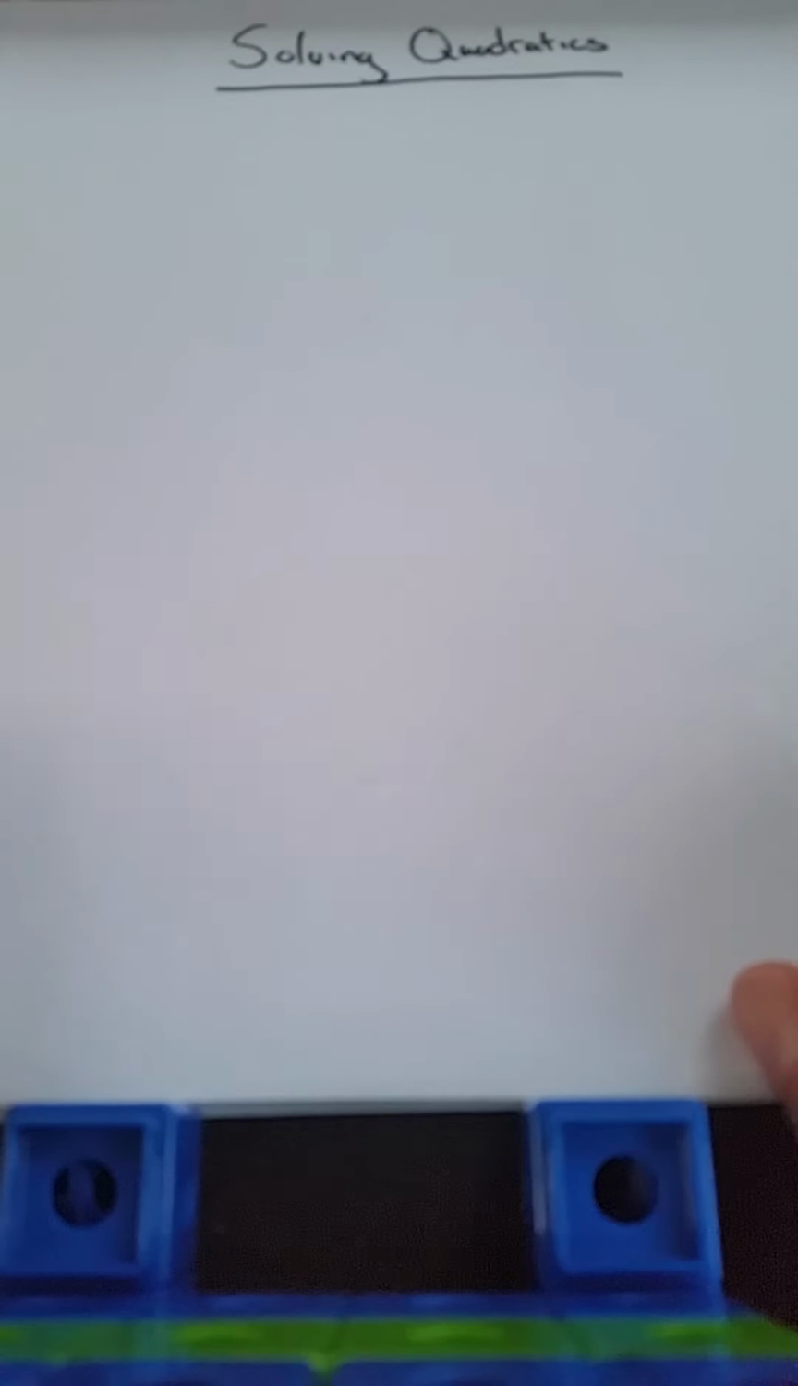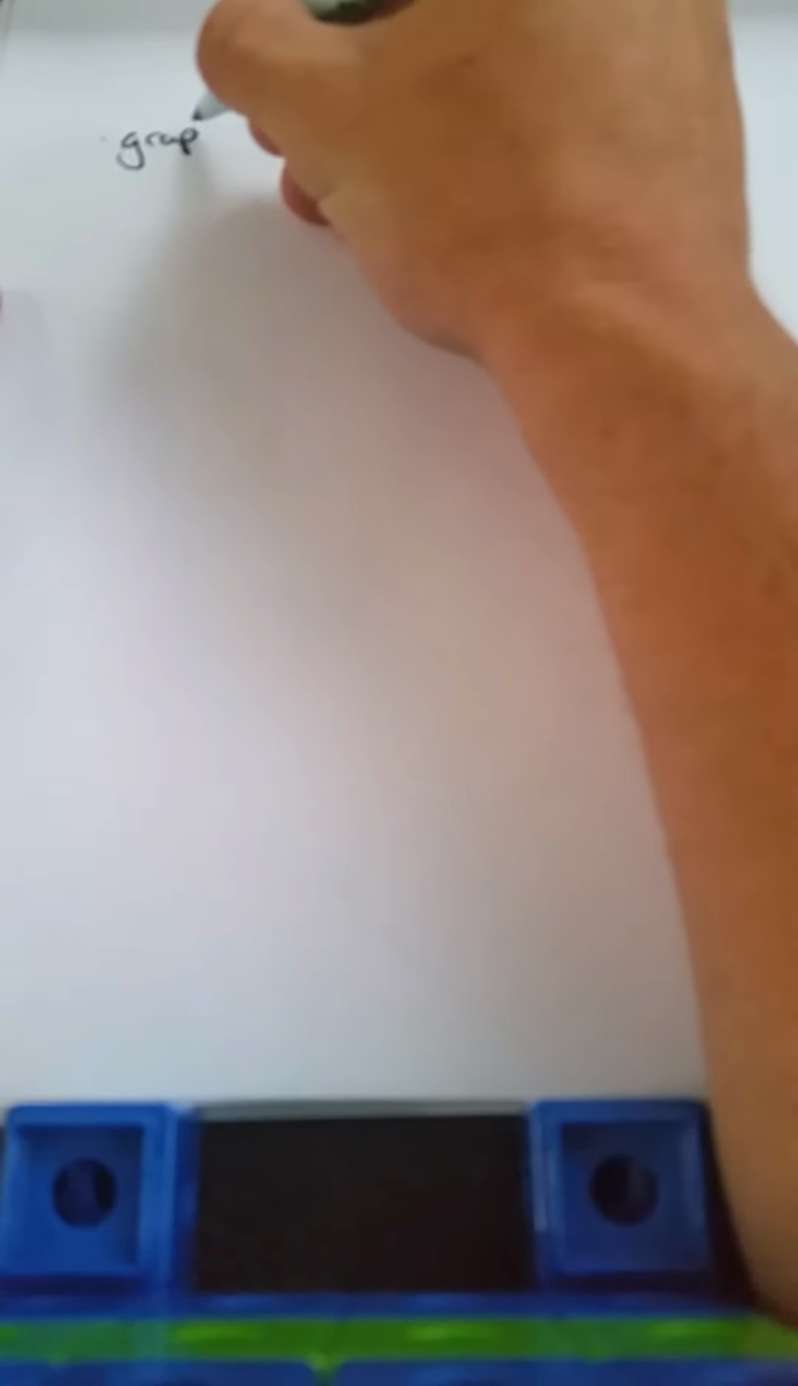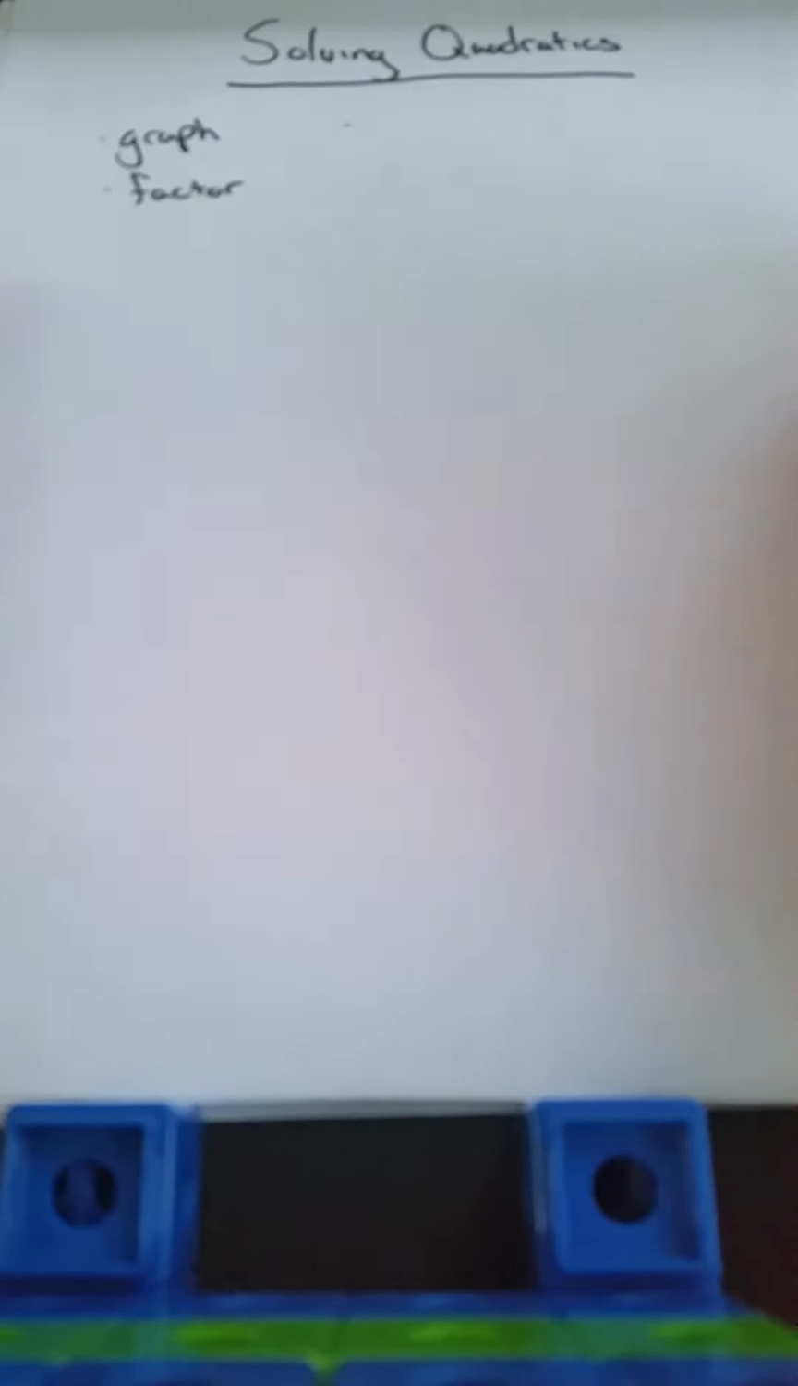Alright, since we've looked at graphing quadratics, now we actually need to look at solving quadratics. There are numerous different ways to solve quadratics. You can solve by graphing, which is what we've already looked at. You can solve by factoring. You can solve by a thing called completing the square. You've done that before.